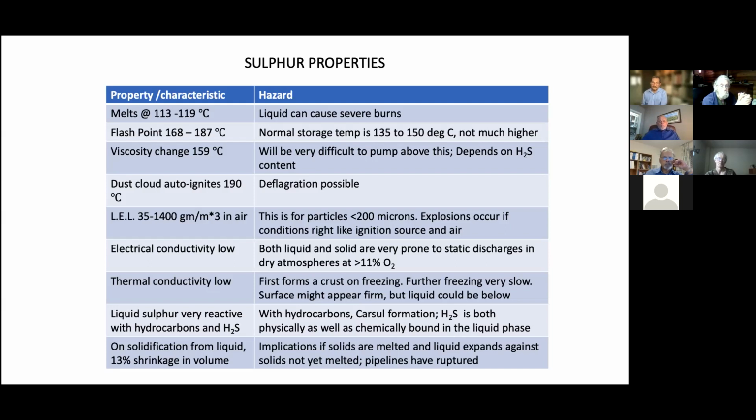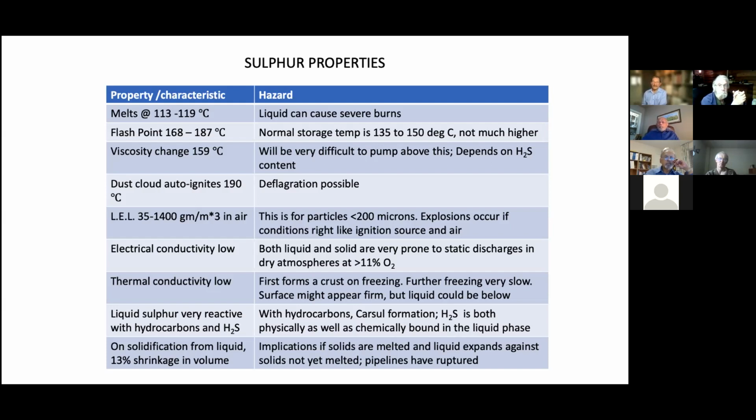H2S, of course, if you have H2S in the sulfur, it is present both as a physical H2S as well as a polymeric form, which is chemically bound. And that's stable. So that's where you can have H2S in sulfur for a long time unless you try and degas it. And another important property of sulfur is it shrinks.